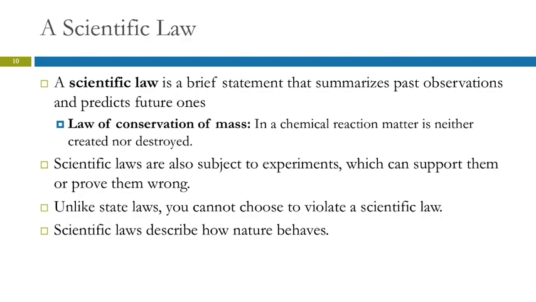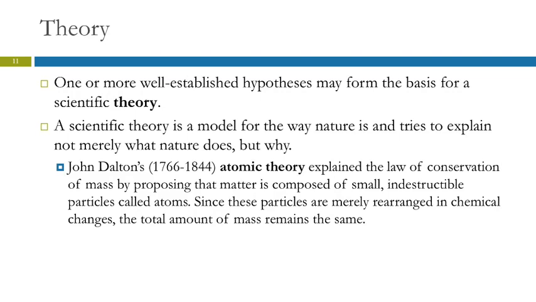So, scientific laws describe how nature behaves. The theory is explaining why. So, it's a model for the way nature is and tries to explain not merely what it does, but why. So, law says what happens, theory tries to explain why. We get a theory from one or more well-established hypotheses. So people have a hypothesis, and then it's tested and tested and tested, and there's no magic point where it suddenly becomes a theory, but eventually it may become a theory.